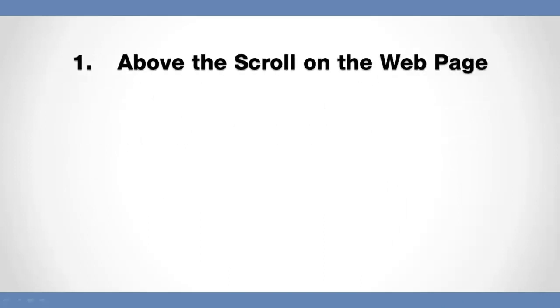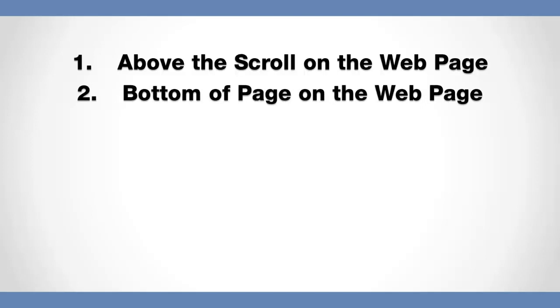One, we need one that's above the scroll on the web page. When I say above the scroll, it means it's already there on the web page when they first turn up. They don't have to scroll down the web page to see that. So the first one is above the scroll on the web page. The second one is at the bottom of the page. So on the web page we have two, one at the top and one at the bottom.